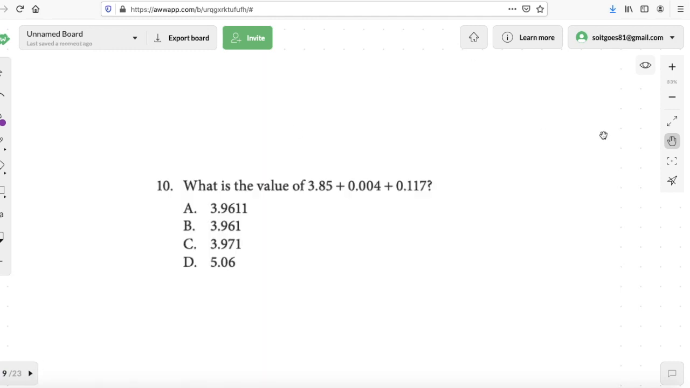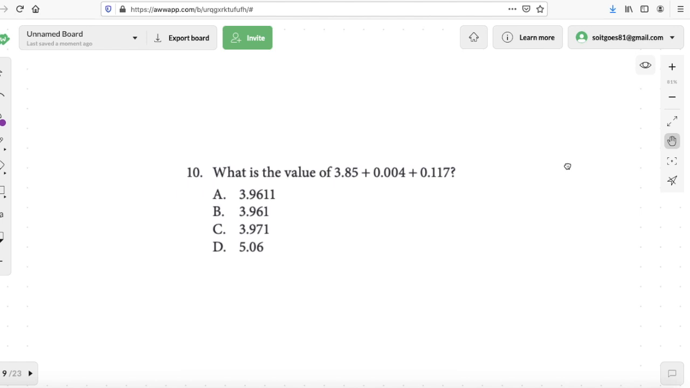Go ahead and read number 10 for us, please. What is the value of 3.85 plus 0.004 plus 0.117? A bunch of decimals. So we're adding decimals here. Estimation is not going to be super helpful, I don't think. Although there's one answer choice I think right off the bat we could eliminate. What answer choice could we eliminate? D is ridiculous.